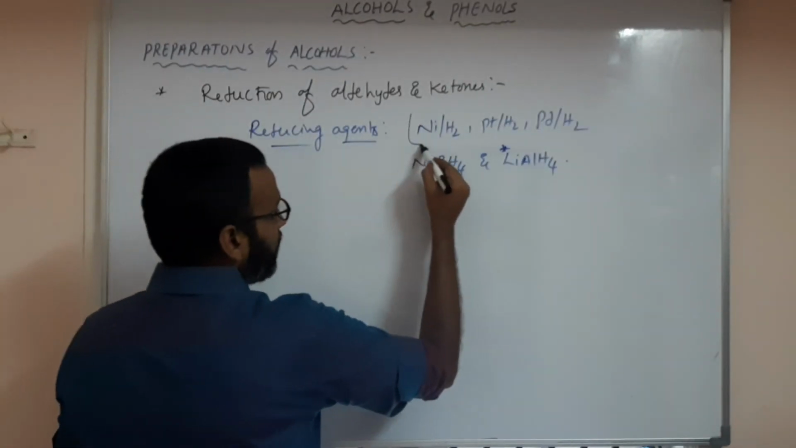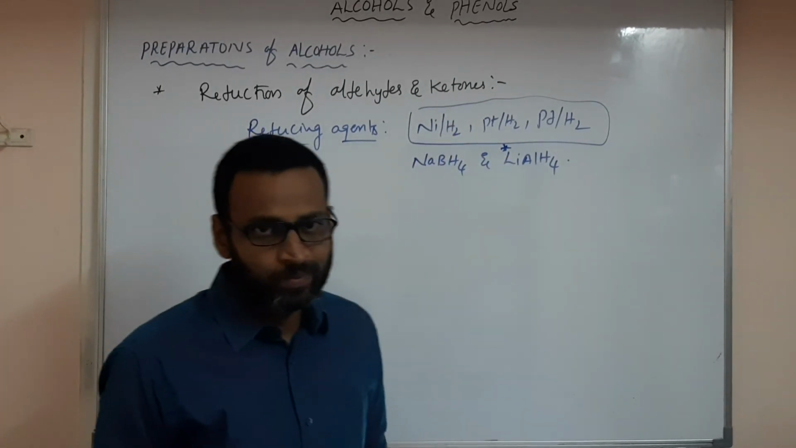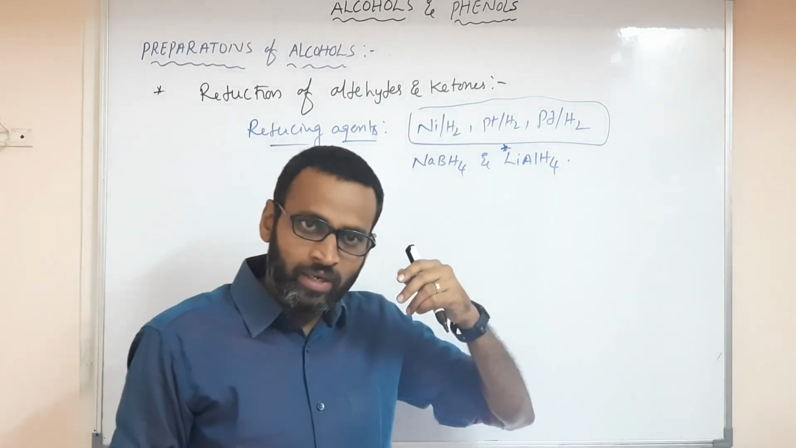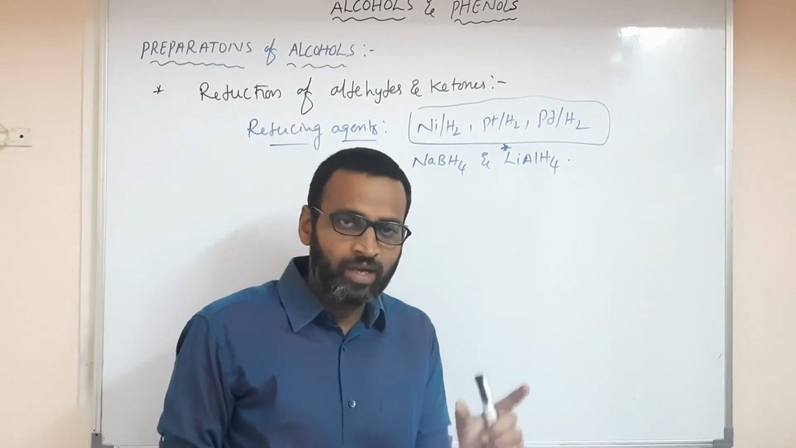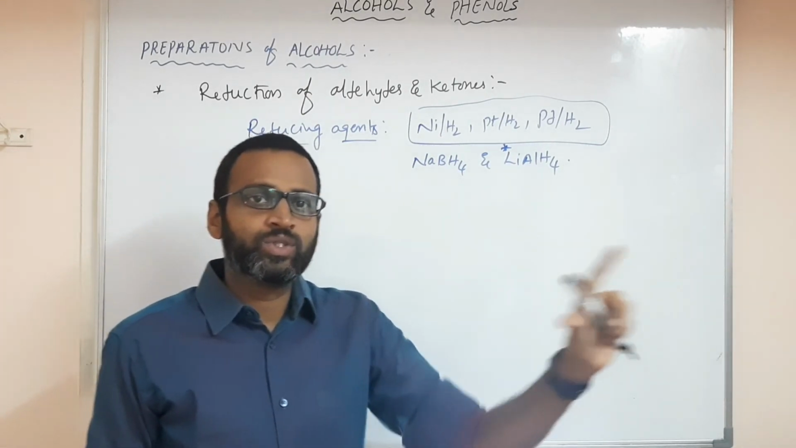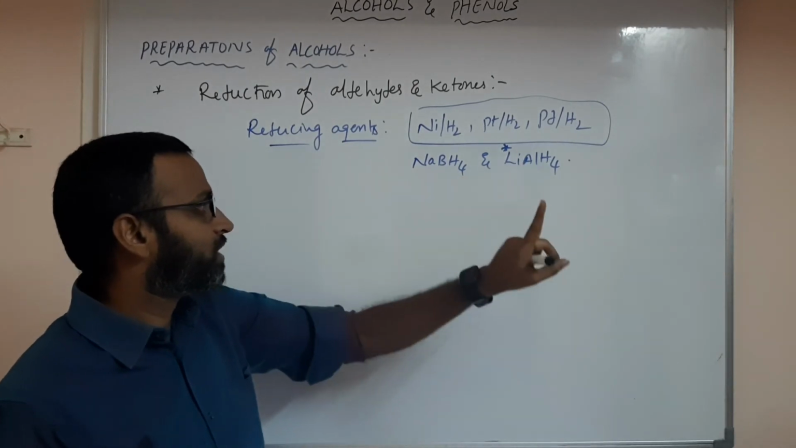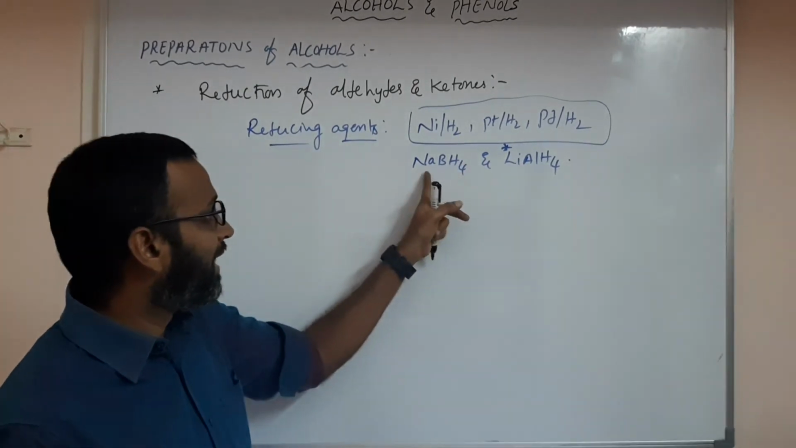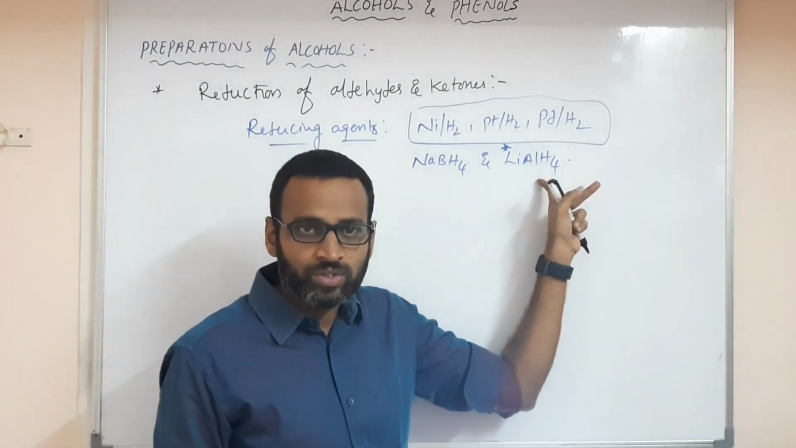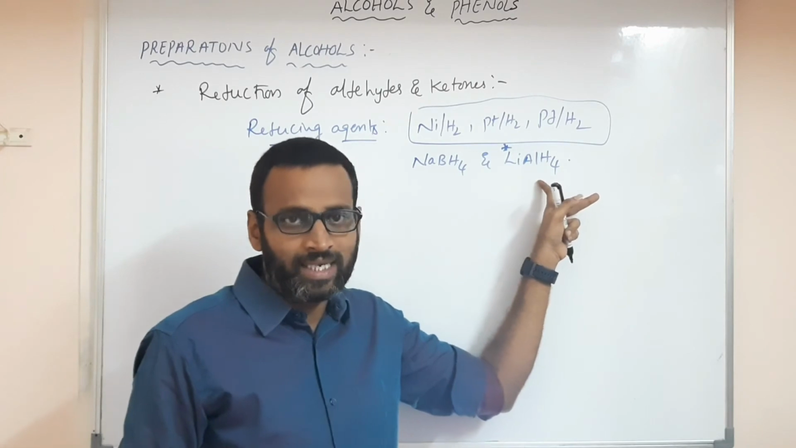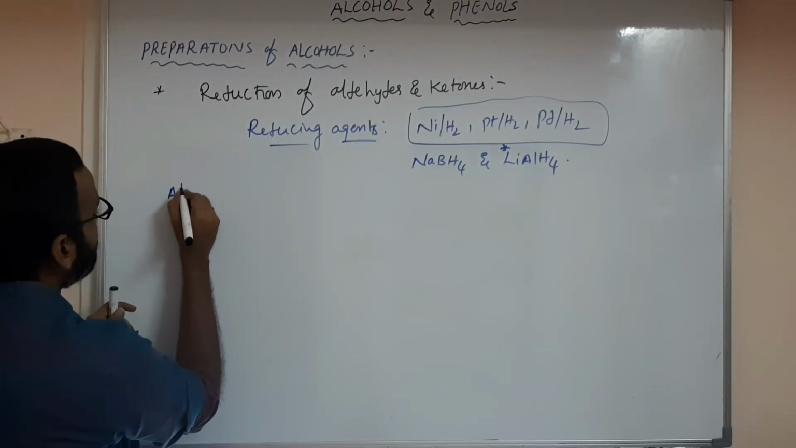When you are using nickel by H2, platinum by H2, or palladium by H2, all kinds of unsaturation will be reduced to saturation, meaning wherever you have a double bond, that is converted to a single bond. Understanding? But for LiAlH4 you have one exception: NaBH4 and LiAlH4 cannot reduce double bonds when a functional group is attached. Okay, I'll tell you that. Simply, now I'll give you one thing.